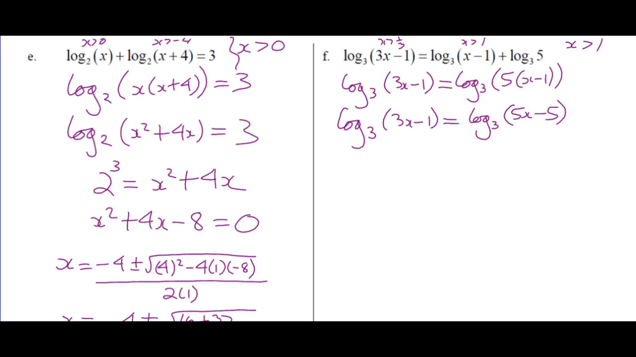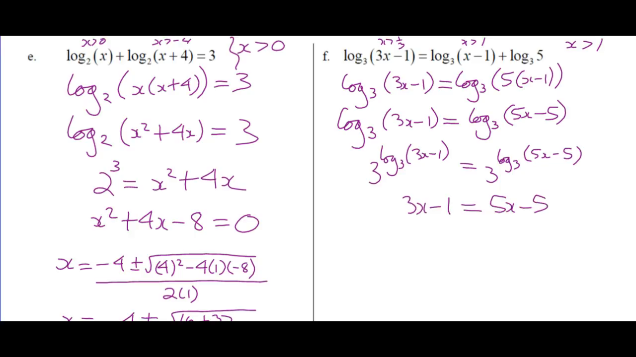Here, I'll do the formal, let's get rid of the logs, right? We've just been dropping them. So what I'm going to do is I'm going to take 3 and raise it to each side. Which means this, 3 to the log 3 of 3x minus 1 is just 3x minus 1, and this guy's 5x minus 5. Okay. So that's how you get rid of the log, right?